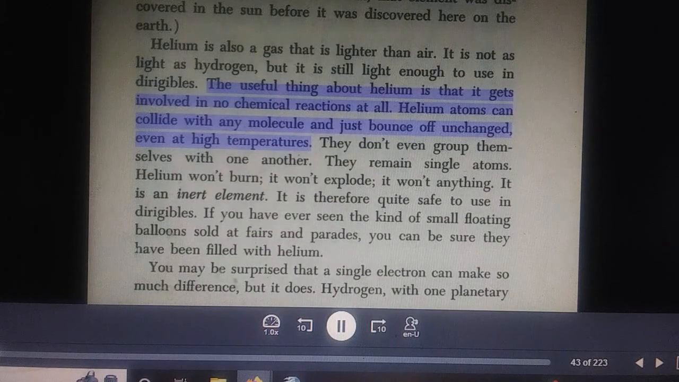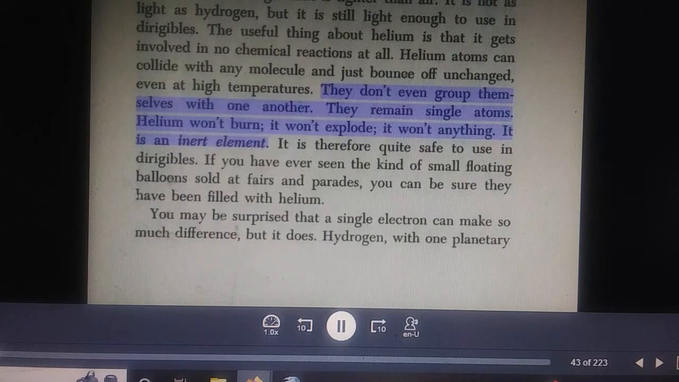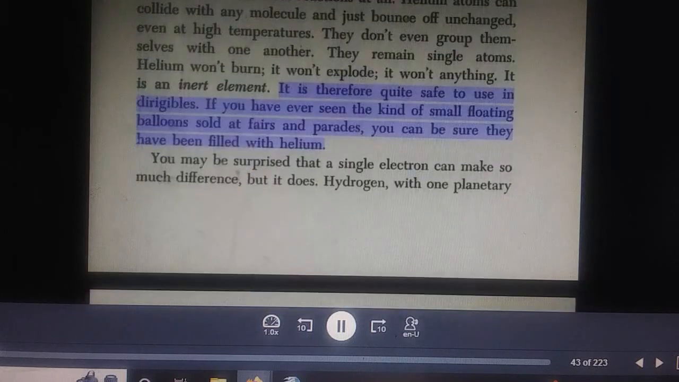The useful thing about helium is that it gets involved in no chemical reactions at all. Helium atoms can collide with any molecule and just bounce off unchanged, even at high temperatures. They don't even group themselves with one another. They remain single atoms. Helium won't burn, it won't explode, it won't anything. It is an inert element. It is therefore quite safe to use in dirigibles. If you have ever seen the kind of small floating balloons sold at fairs and parades, you can be sure they have been filled with helium.